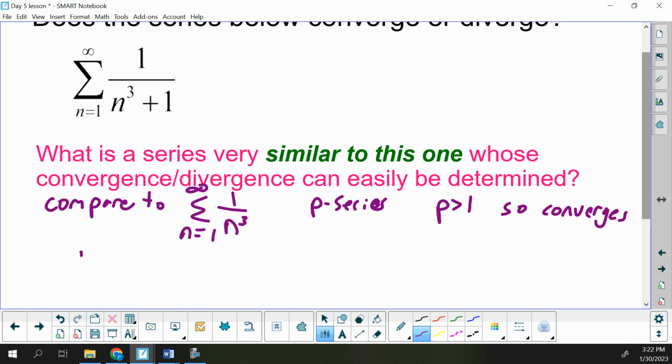Now we're going to compare the two. We've got our original, 1 over n cubed plus 1, and we've got 1 over n cubed. Same idea as before. When you add more to the denominator, you're dividing by a bigger thing. When you divide by a bigger thing, it makes the value of your fraction smaller. So we would have our original as less than or equal to 1 over n cubed.